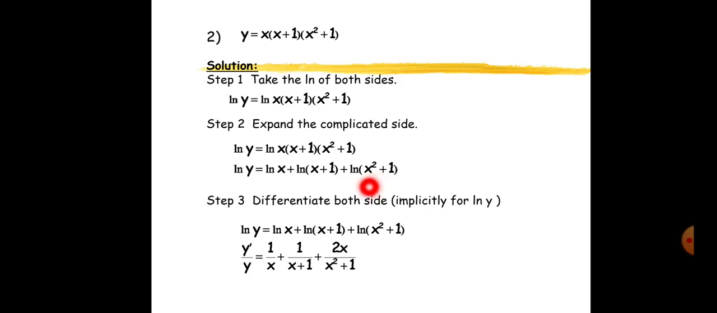Or you can use the rule: the derivative of ln u equals u prime over u. So you have to find the derivative of x squared plus 1, which is 2x. This is u prime. And down here we have x squared plus 1. So the derivative of ln of x squared plus 1 equals 1 over x squared plus 1 times the derivative of what's inside, which is 2x.